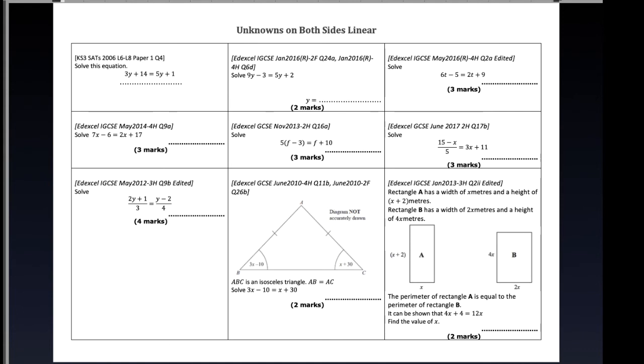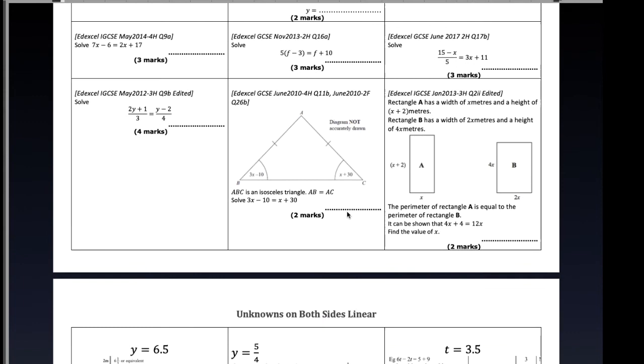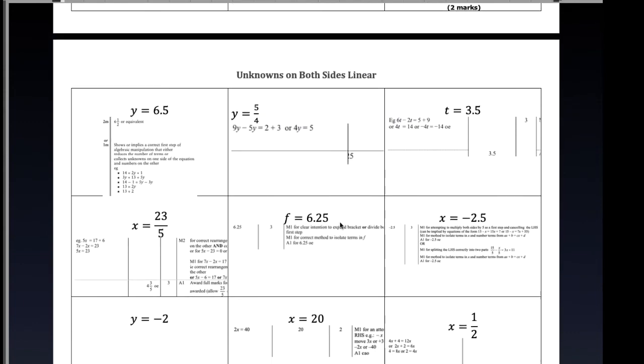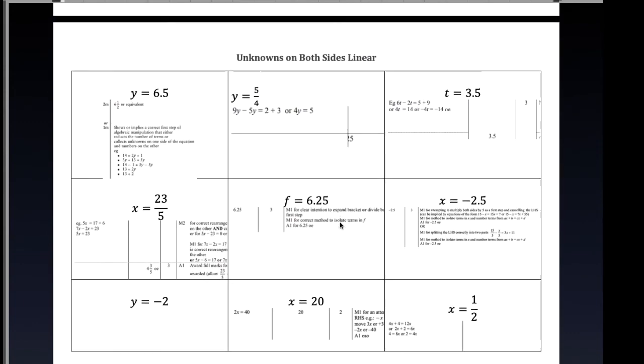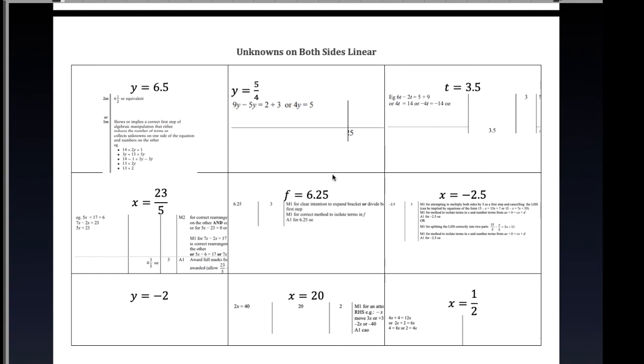Okay, I'm going to pop the answers up for these. So mark those in green. Now notice with this, there are a lot of decimals in this. Don't be scared of those decimals. You can write it as a decimal or as a fraction.